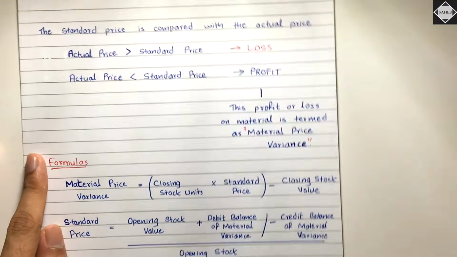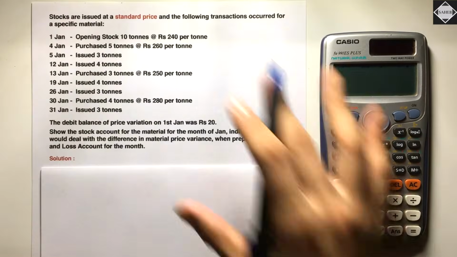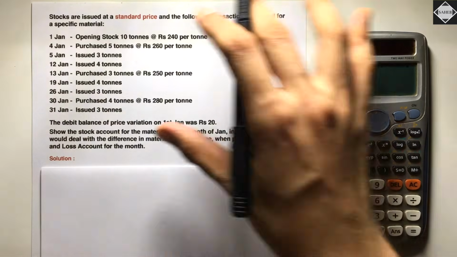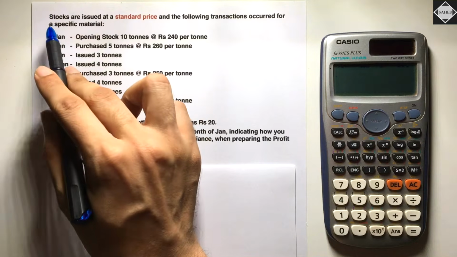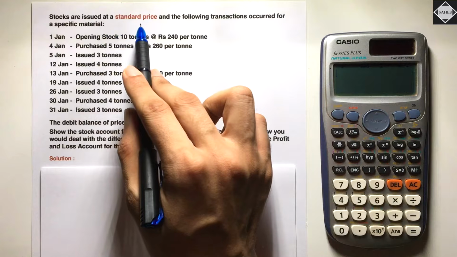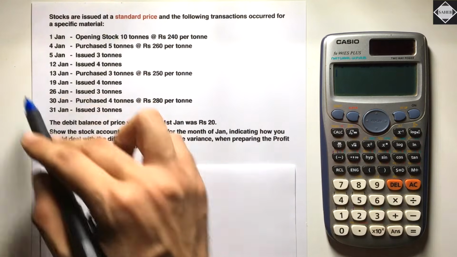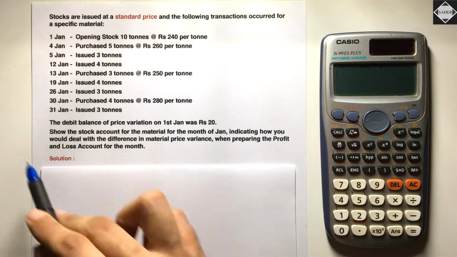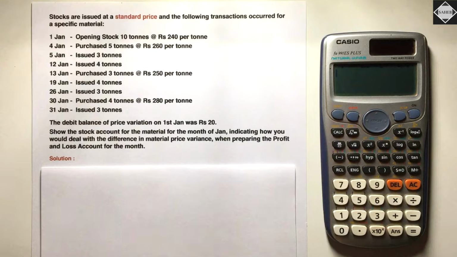All right, so let's go to a practical question and let's see this. Now see, here we have a practical question of standard price method. Let's just read this question and then simultaneously understand how to solve this. It's really simple. See here, stocks are issued at a standard price and the following transactions occurred for a specific material. Okay, here we have the transactions, and then below here they have given us some extra information and some extra requirements. So we have to do everything.